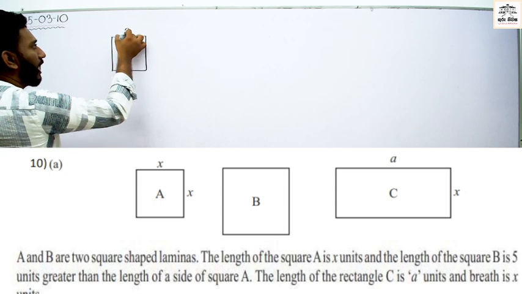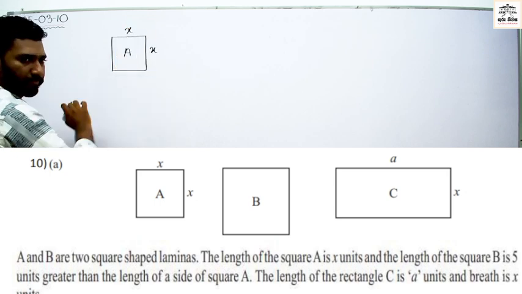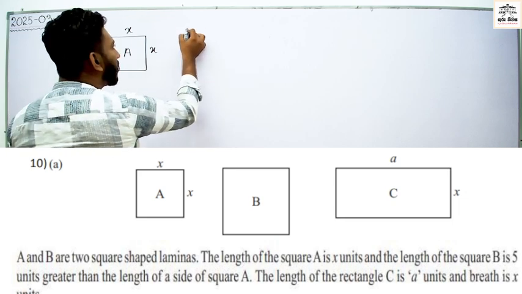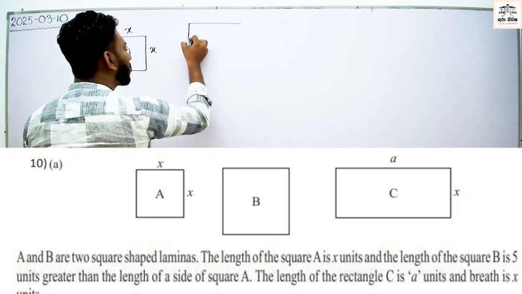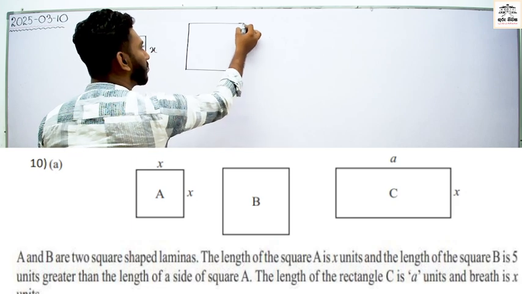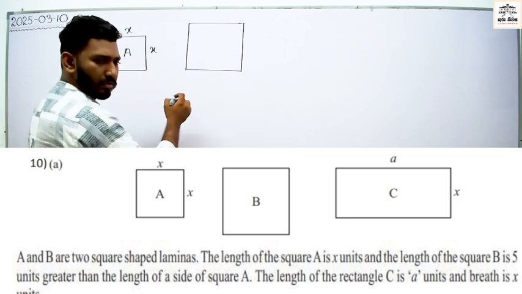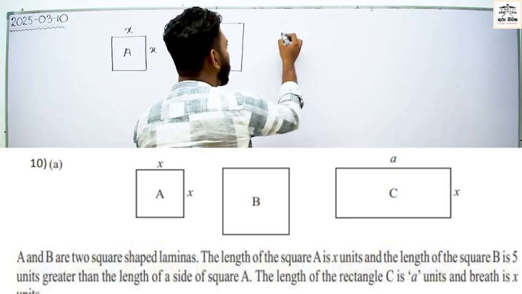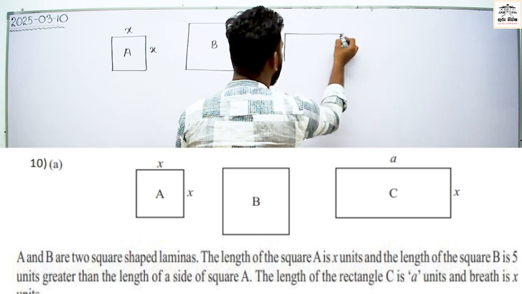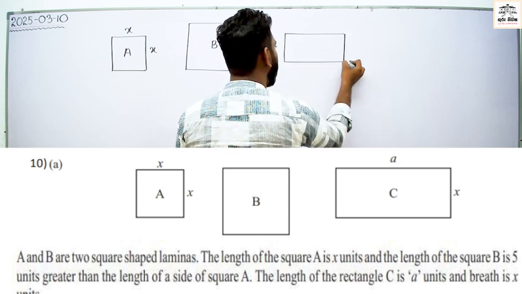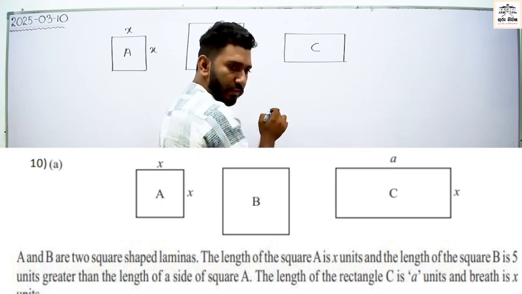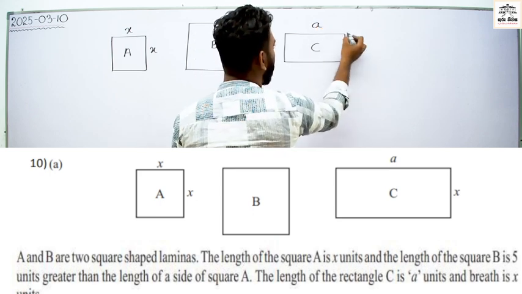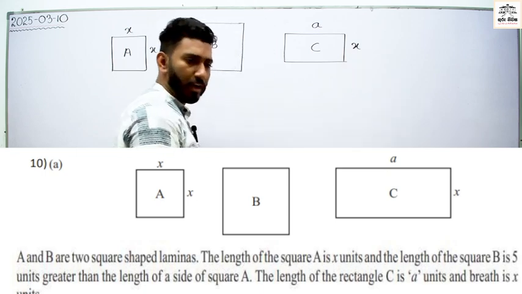Capital A. X and X. Right. And B is also a square. But there are no lengths. And part C is clearly a rectangular shape. That's a rectangular shape with A and X. A and X.